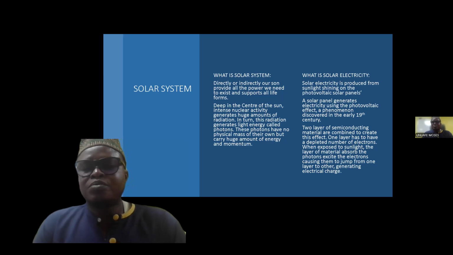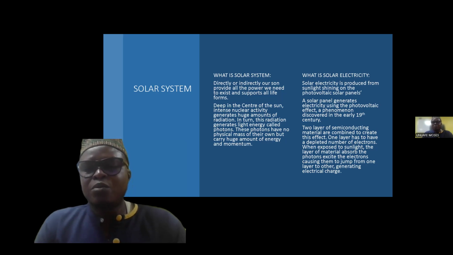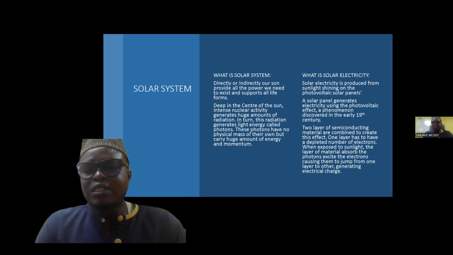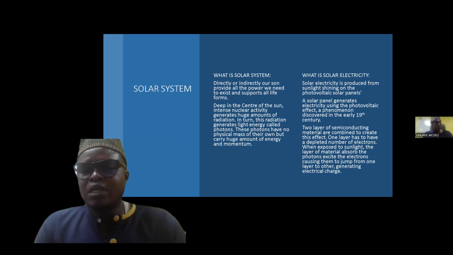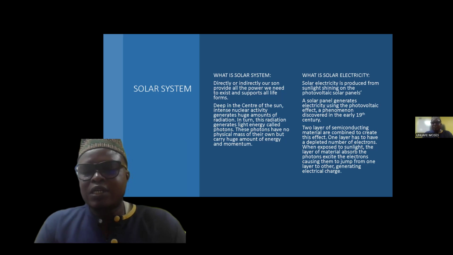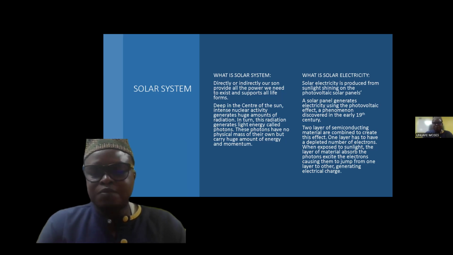Solar electricity: sunlight shines on the photovoltaic panel. A solar panel generates electricity using the photovoltaic effect, a phenomenon discovered in early centuries. Two layers of semiconductor materials are combined to create this effect. One layer has a depleted number of electrons. When exposed to sunlight, the layer material absorbs the photons and excites the electrons, causing them to jump from one layer to the other, generating electrical charge.